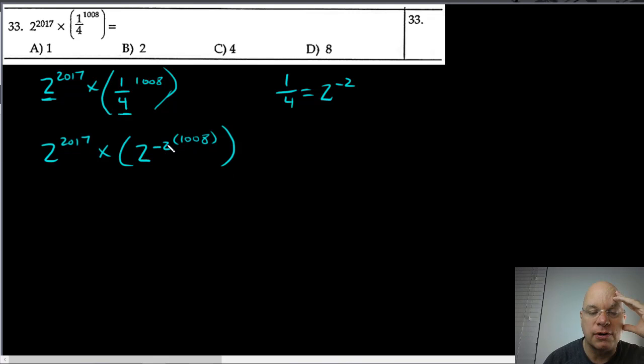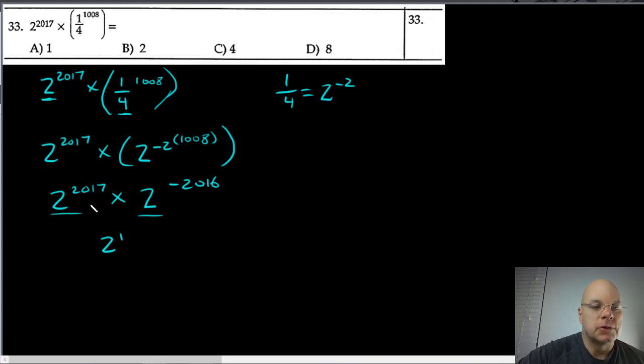A power of a power, you multiply the exponents. So this is 2 to the 2017 multiplied by 2 to the negative 2016. And then when you multiply with the same base, you add the exponents. 2017 plus negative 2016 is just 1. So 2 to the 1 is 2. So answer choice B.